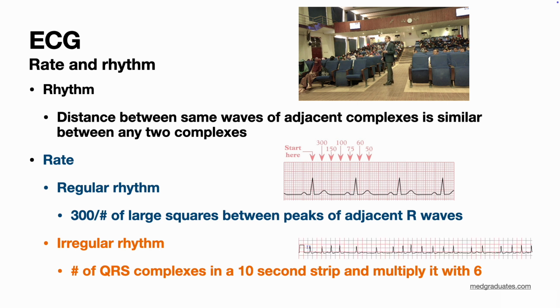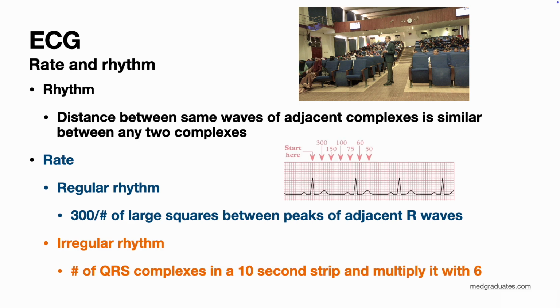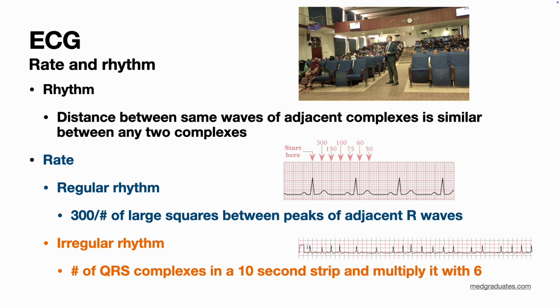So you can calculate. This is an example of a patient having atrial fibrillation, and this is a 10 centimeter strip. You multiply it with 6, you can get the heart rate.